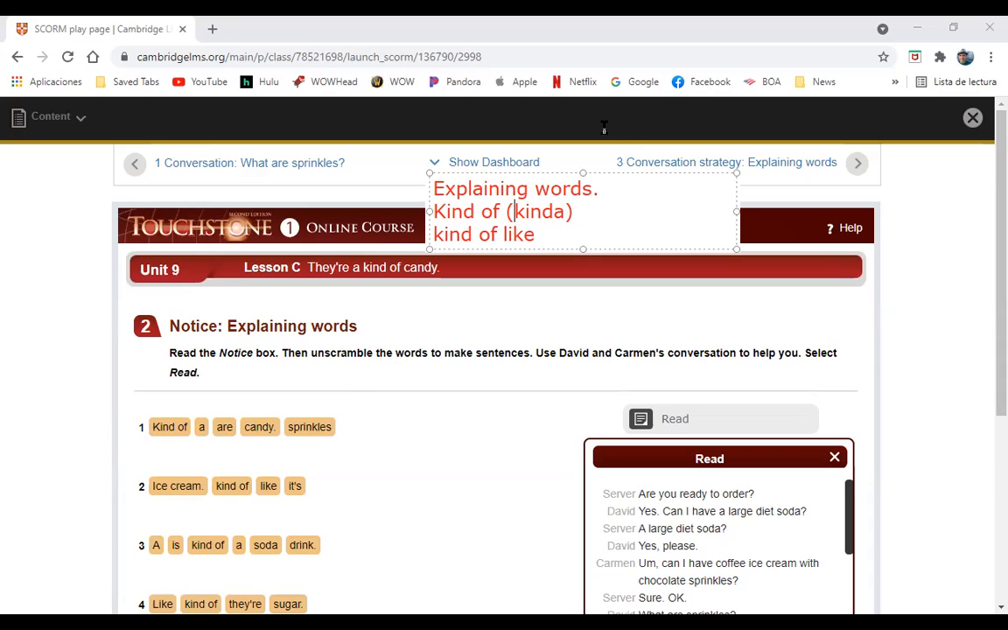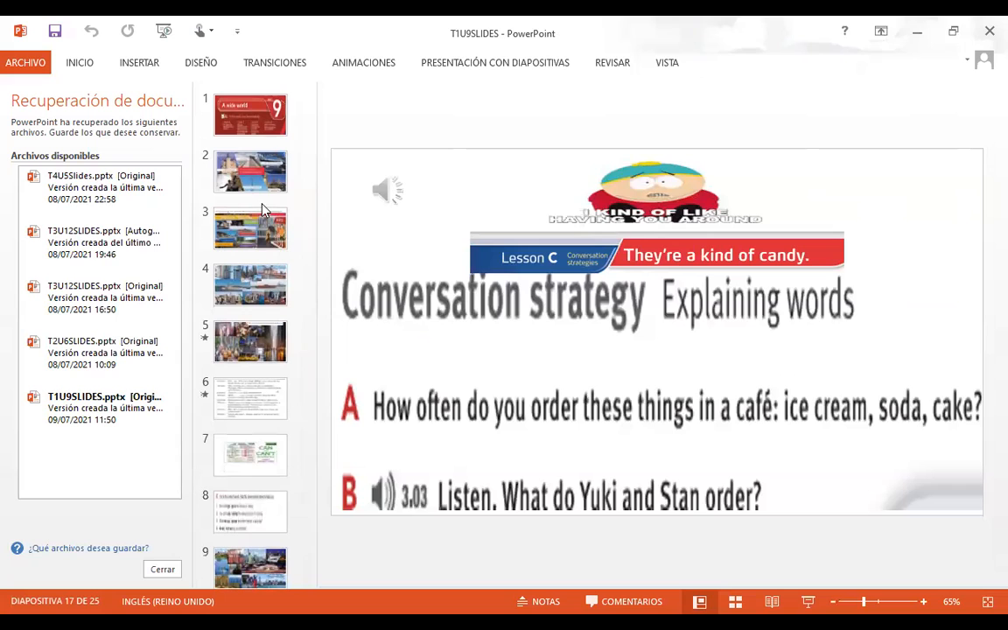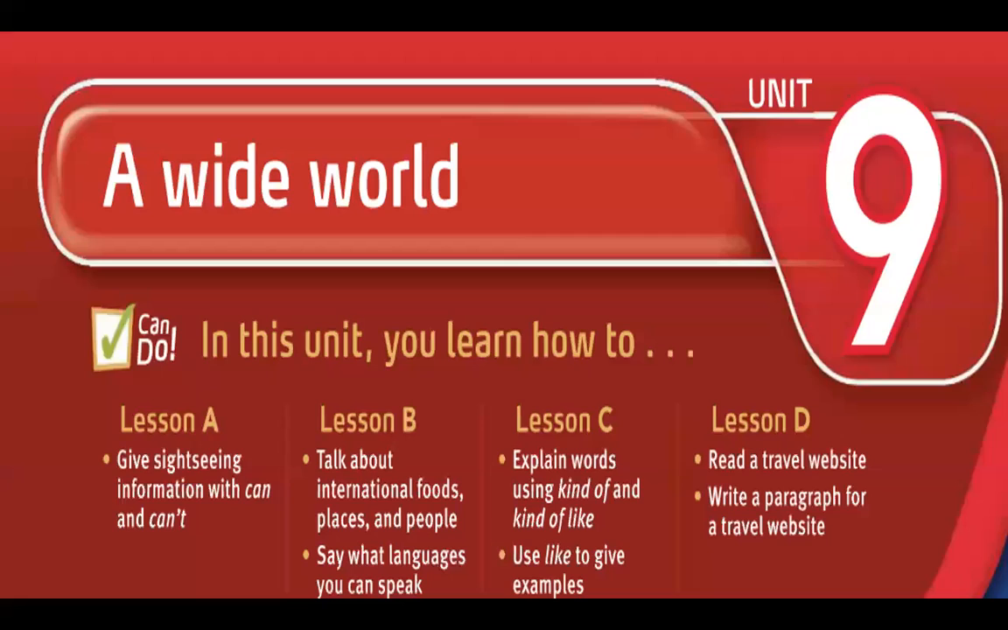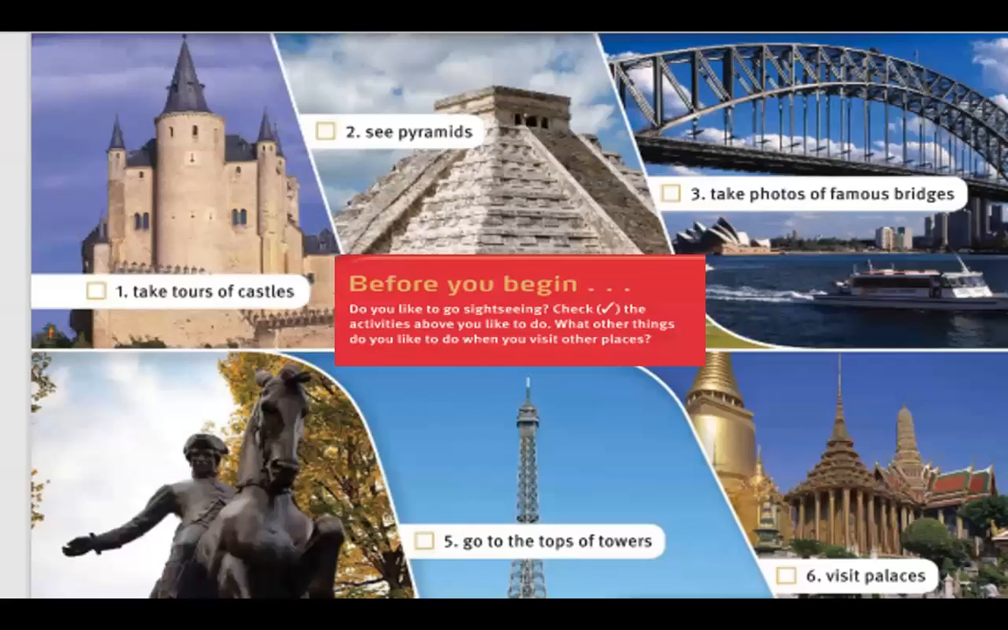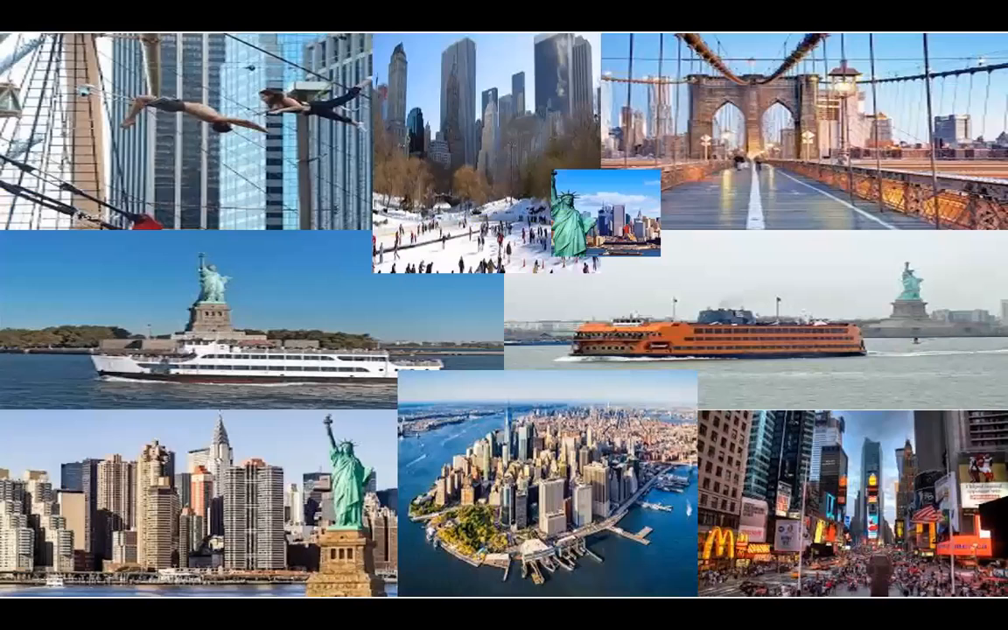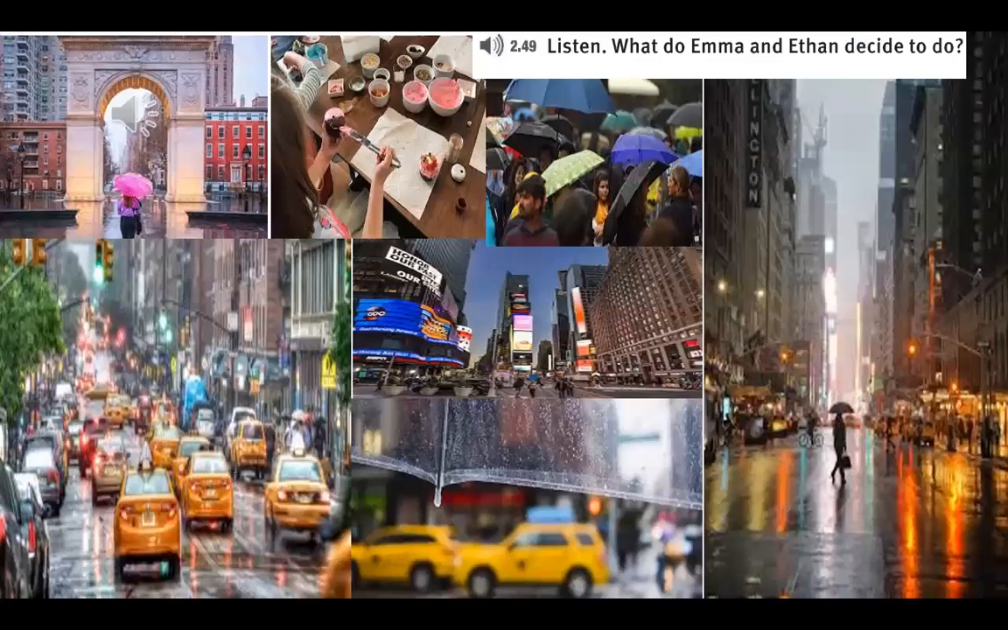Well, let's do something before doing this. We are going to review what we did last week, so you can refresh your mind a little bit. We start unit nine. We start discussing these places, beautiful places to visit. We traveled to New York. Beautiful pictures, beautiful city. Things to do when it's raining.